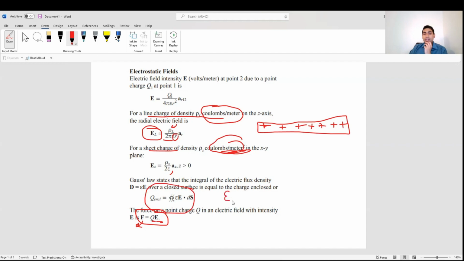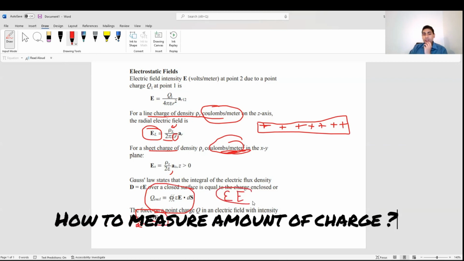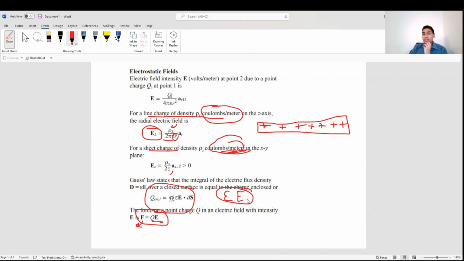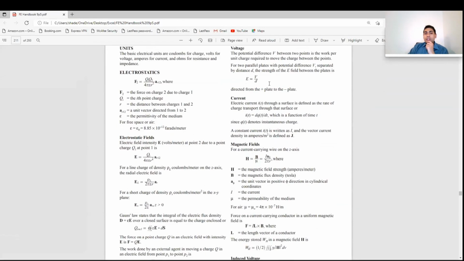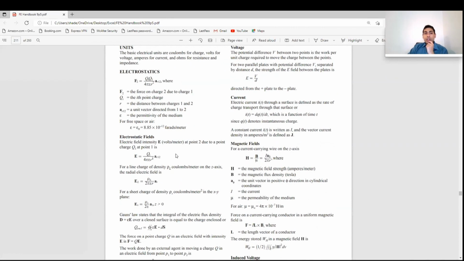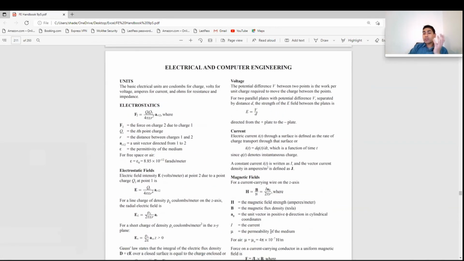If I multiply epsilon with the electric field intensity, it would give me the total charge enclosed. So you would be able to figure out how much charge is there by multiplying this constant with the electric field intensity. Just to make sure that we covered it. Okay, so now we're just left with 2 more equations for electrostatics, and then we'll practice some general questions.